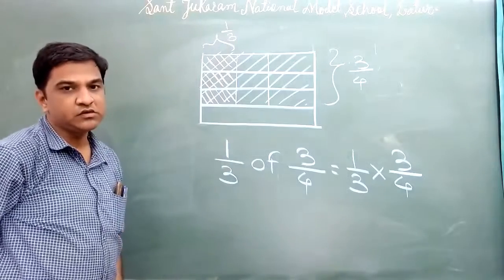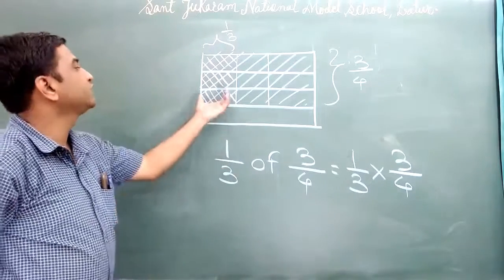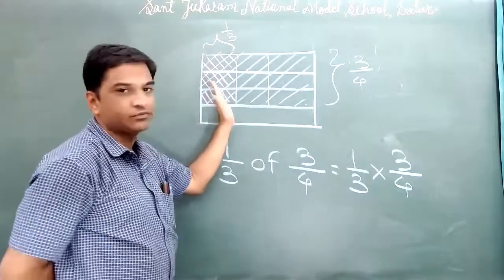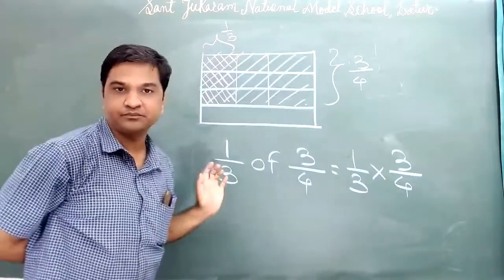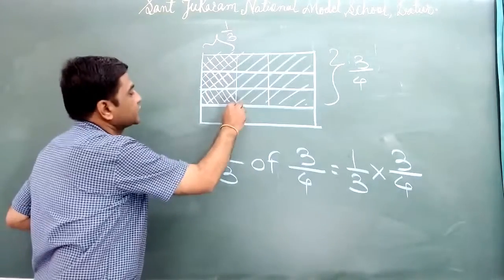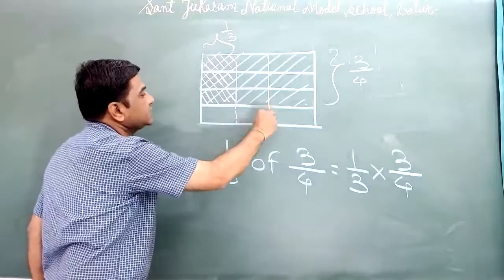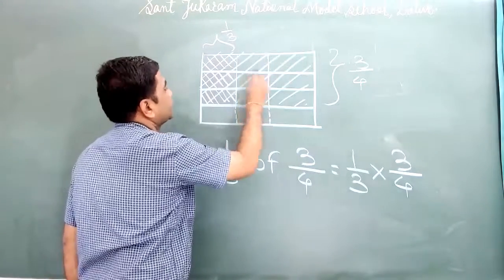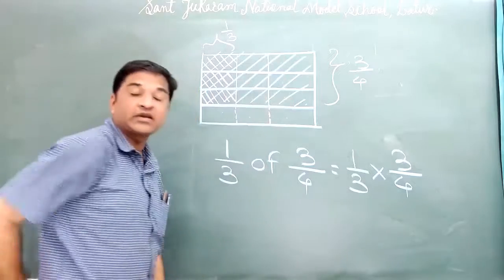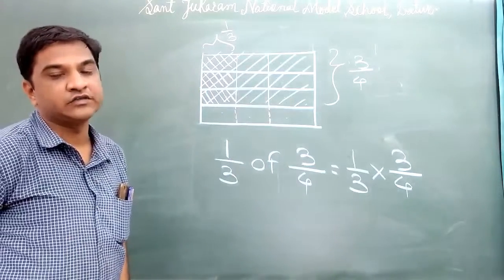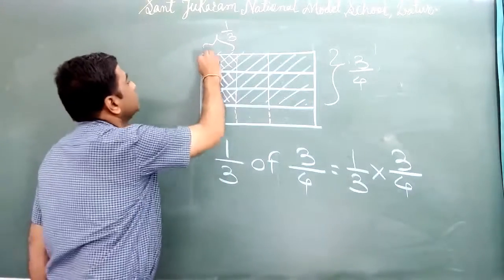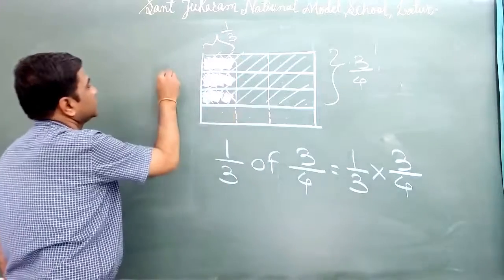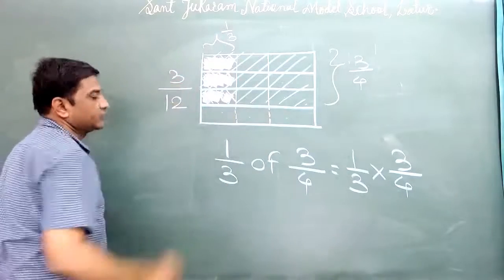So this is 1/3. But can you give me the fraction with respect to the entire figure? What is the fraction of this particular shaded portion with the entire figure? For finding the fraction, we extend these parts further. Now, how many parts are we getting? 1, 2, 3, 4, 5, 6, 7, 8, 9, 10, 11, 12. We are getting 12 equal parts of this rectangle. And how many are we considering? We are considering 3 parts out of 12 parts.